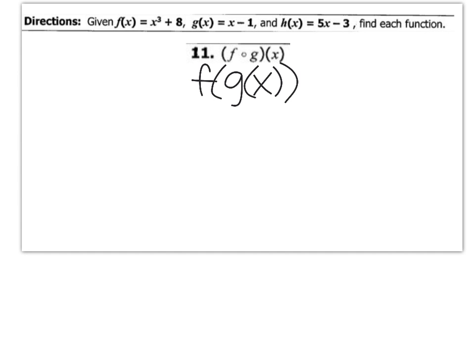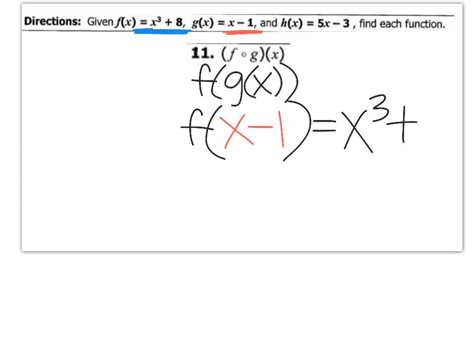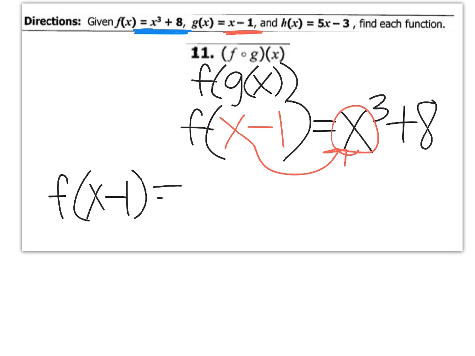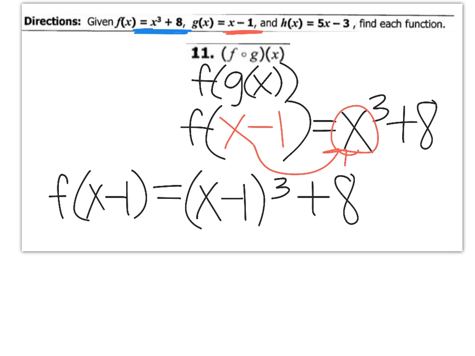So we've got f of, substitute in g of x, f of x minus 1. Now we want to deal with what f of x equals. f of x equals x to the third plus 8. So we're saying f of x minus 1 equals x to the third plus 8. Anytime you see an x, we want to substitute in x minus 1. So f of x minus 1 equals x minus 1 to the third plus 8.